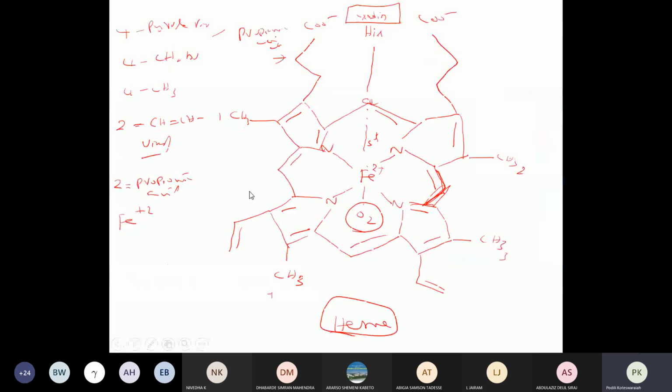So coming to the globin part of the hemoglobin. As I already said, hemoglobin is a tetramer. That means it has four subunits, four polypeptide chains, and these are two alpha chains and two beta chains. It has two alpha subunits and two beta subunits.